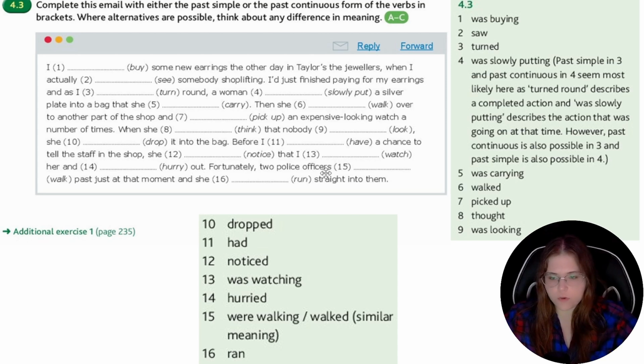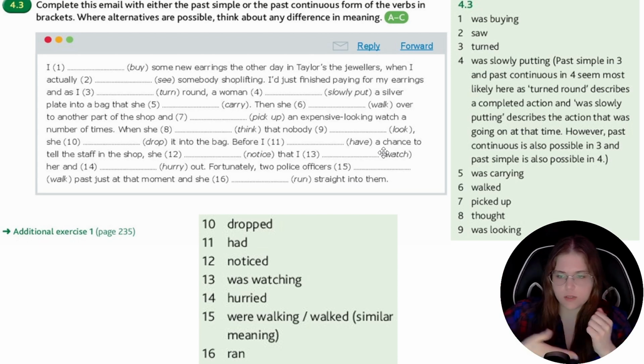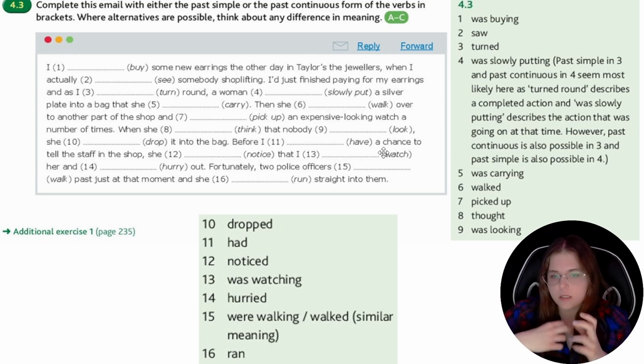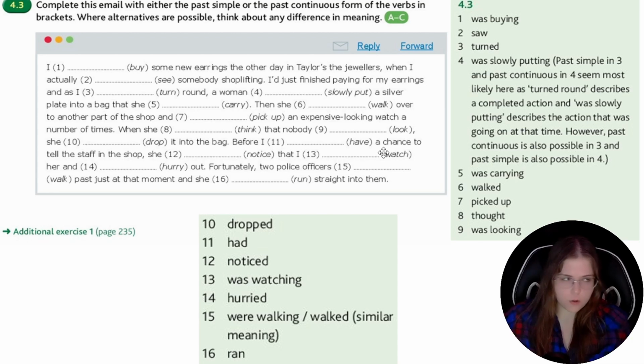Fortunately, two police officers were walking past or walked past just at that moment, and she ran straight into them. Well, two police officers were walking means that they were doing this at this particular point of time, but they walked is just a fact about them. And she ran straight into them. Quick, rapid, short action. I think it's quite clear.